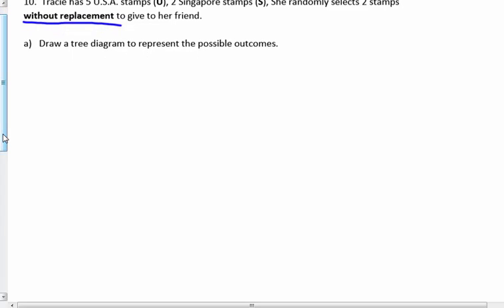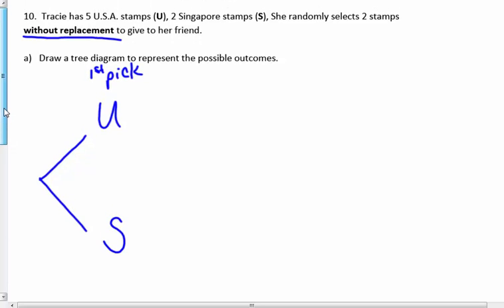Draw a tree diagram to represent the possible outcomes. Well, she could either pick a US stamp or a Singapore stamp. So this is first pick. Are they equal? 5 US stamps and 2 Singapore. So what's US, guys? 5 out of 7. 5 sevenths. So Singapore would be 2 sevenths.